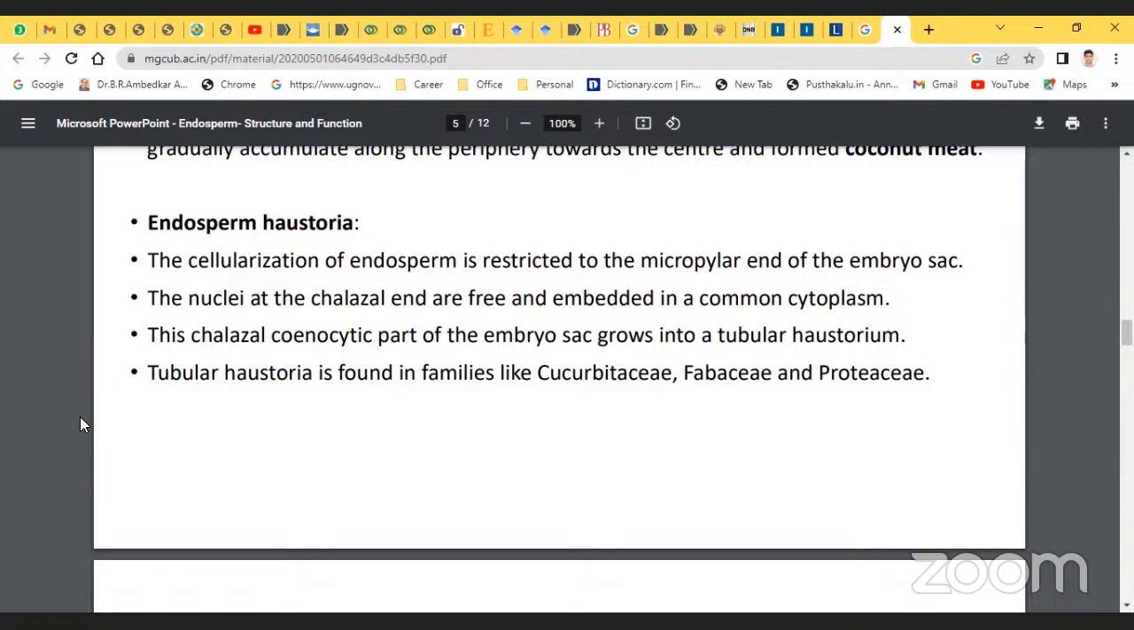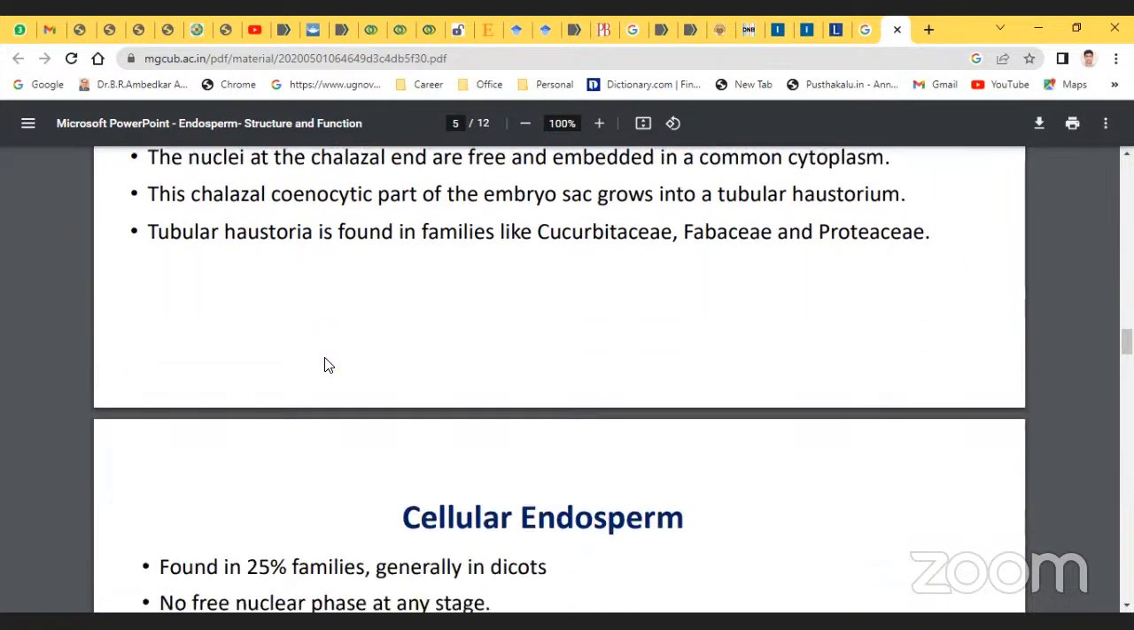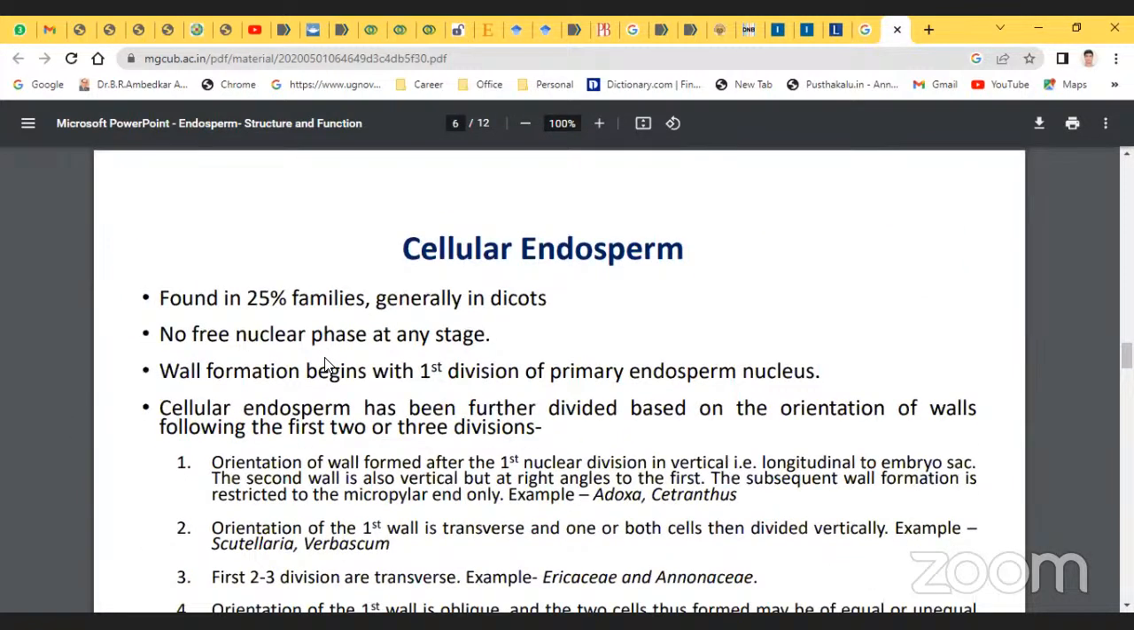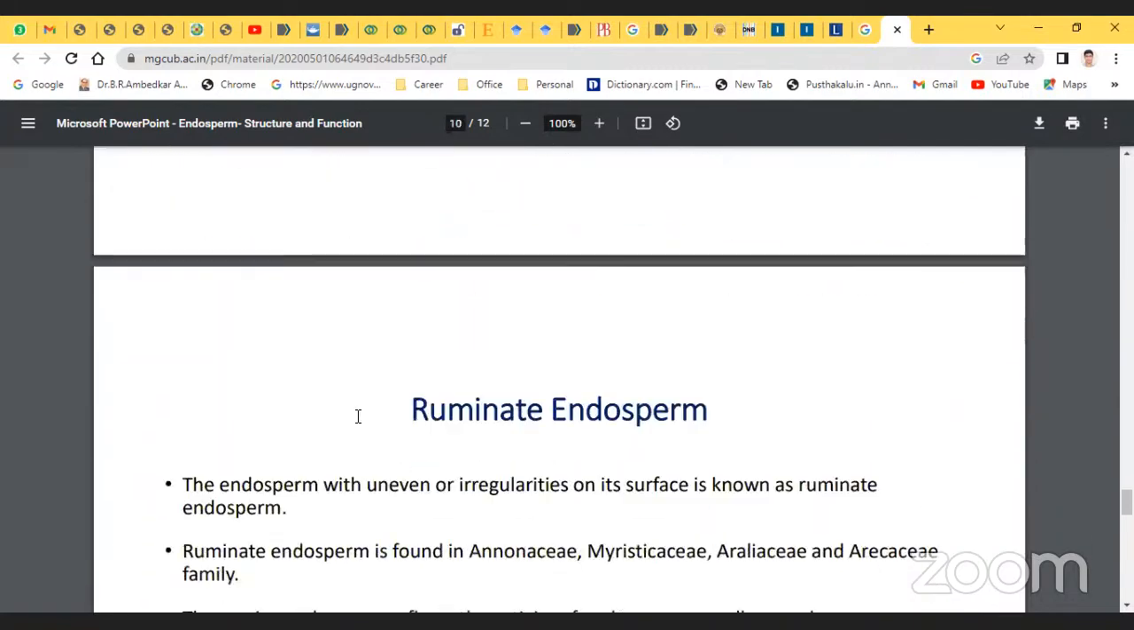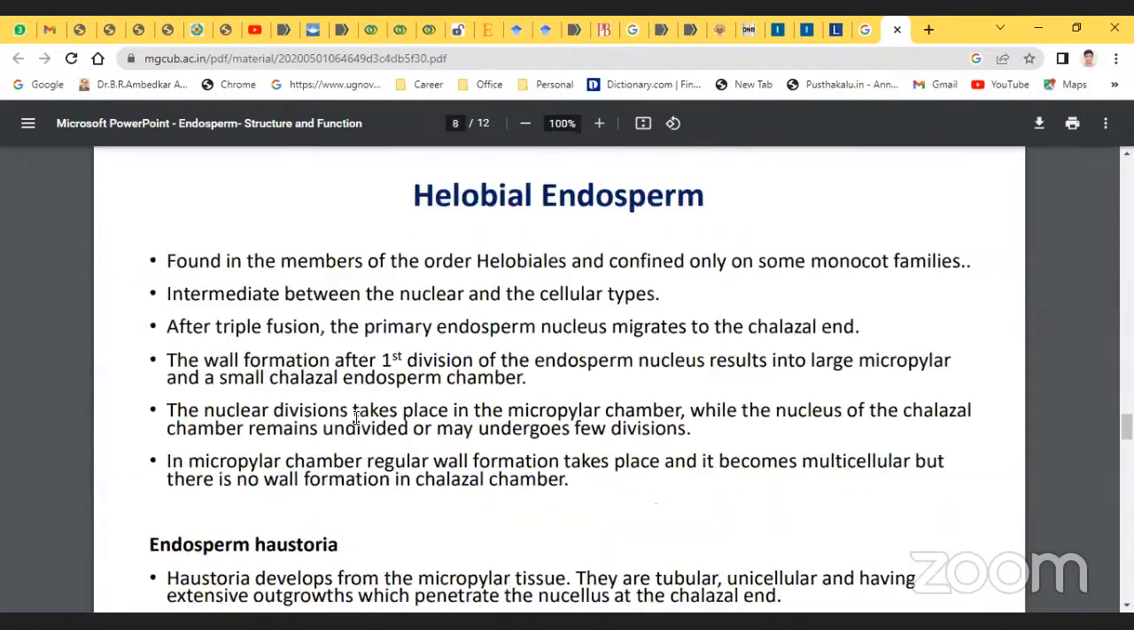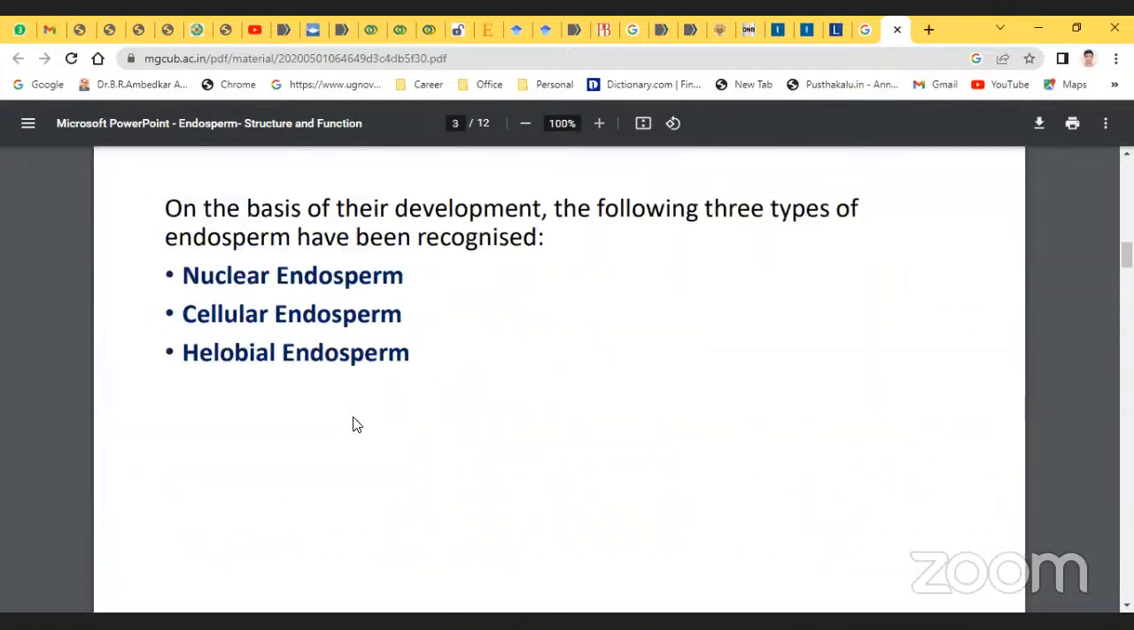Now coming to endosperm haustoria, the nuclei at the chalazal end are free and embedded in the common cytoplasm. The chalazal part of the embryo sac grows into the tubular haustorium. Tubular haustoria are found in families like Cucurbitaceae, Fabaceae, and Proteaceae. I will send the diagrams one by one, since there are no diagrams in this slide.